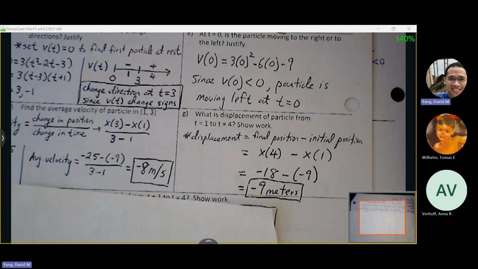Okay, so x of 4 is negative 18. x of 1 is negative 9. And it's just x of 4 minus x of 1. Displacement is related to distance, so it's not meters per second, it's not meters per second squared, it's just meters.